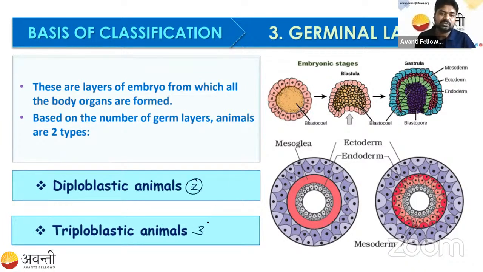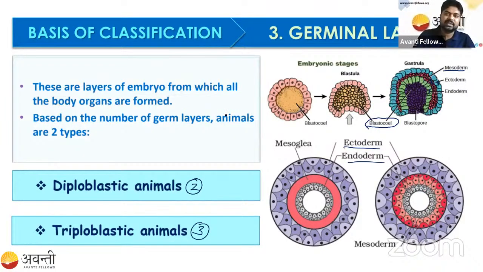Here you can see the different types of layers, for example ectoderm and endoderm. Endoderm means a layer situated inside, and ecto means the outer side. In between, in triploblastic animals, there is a mesoderm. That means three layers: first the endoderm, next the mesoderm, and last the ectoderm. The mesoderm is situated in the middle. Here you can see the embryonic stage and how these layers develop from blastula to gastrula. The endoderm is the internal layer, the mesoderm is the middle part and the ectoderm is the outer part. This cavity is known as the blastocoel. So this is the embryonic development.